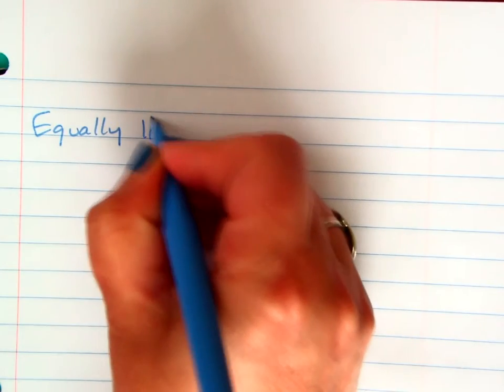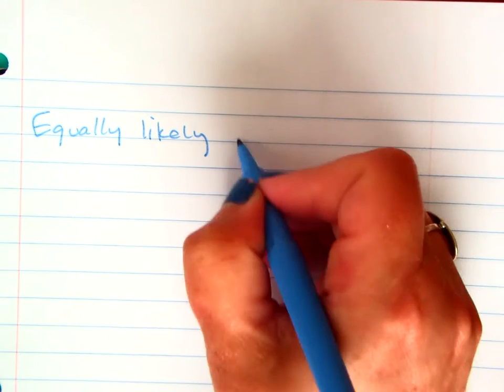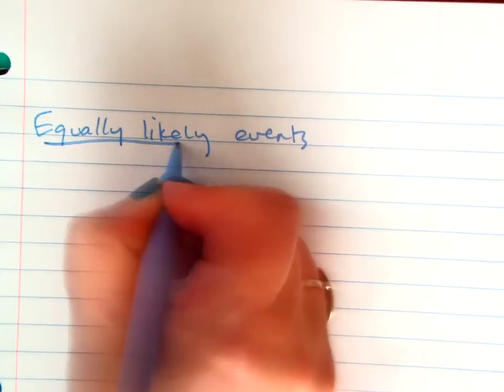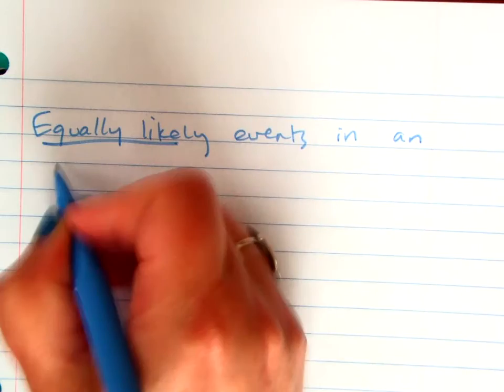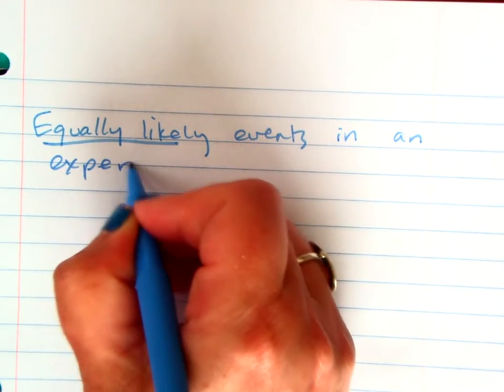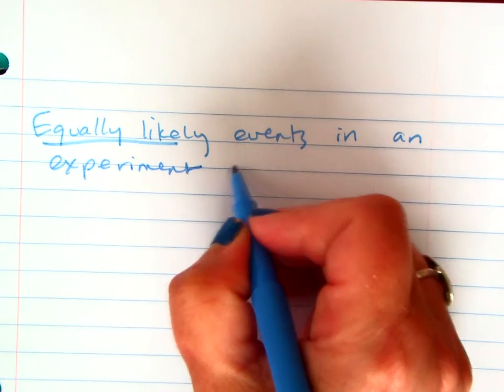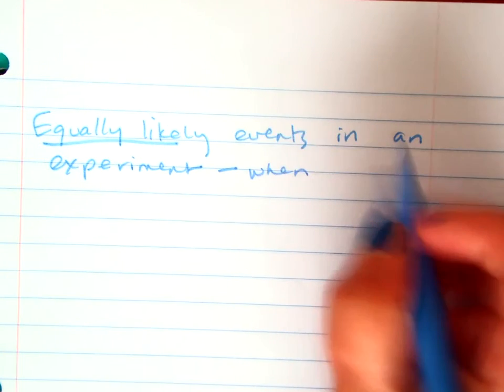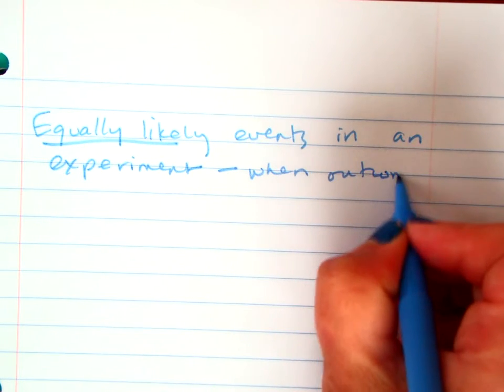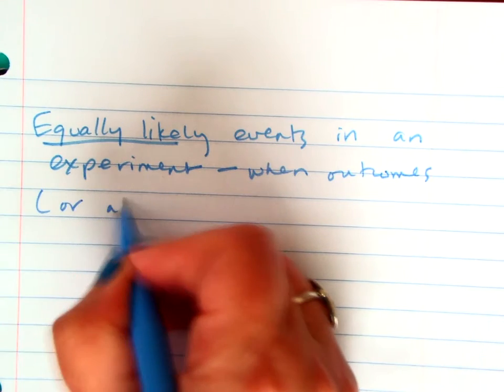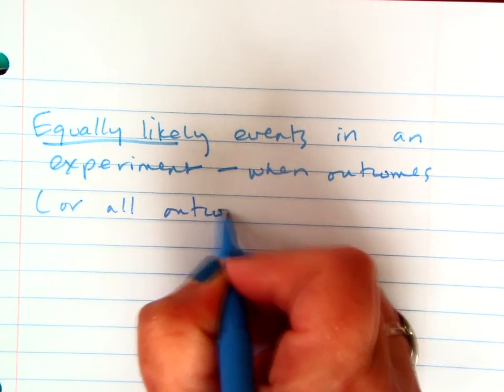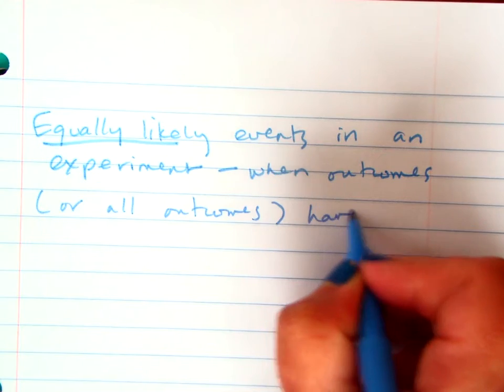So here's one more term: equally likely events in an experiment. This is when all outcomes have an equal chance of occurring.